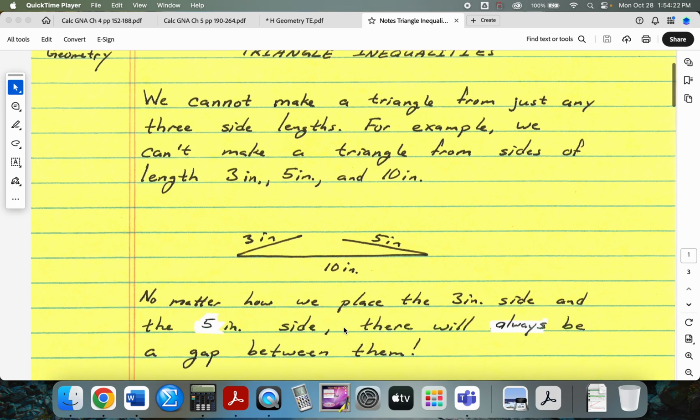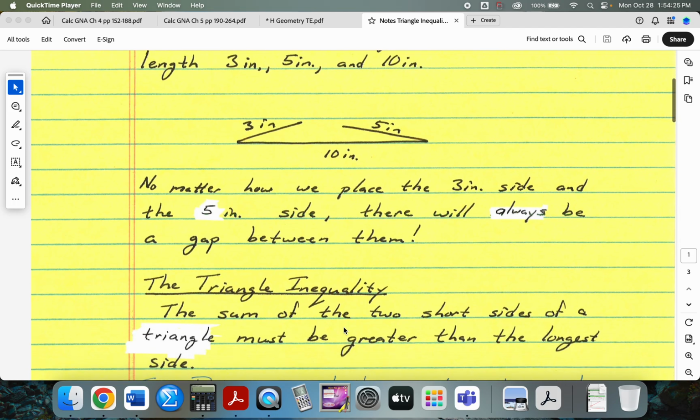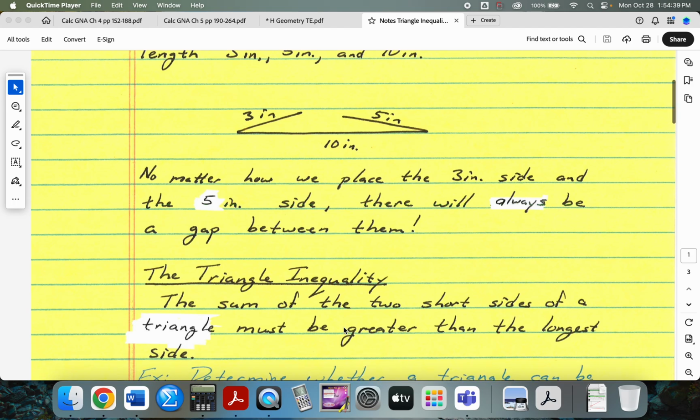So, this leads us to the triangle inequality that says the sum of the two short sides of a triangle have to be longer than the longest side. That is always true. The two short sides have to be more than the third side.